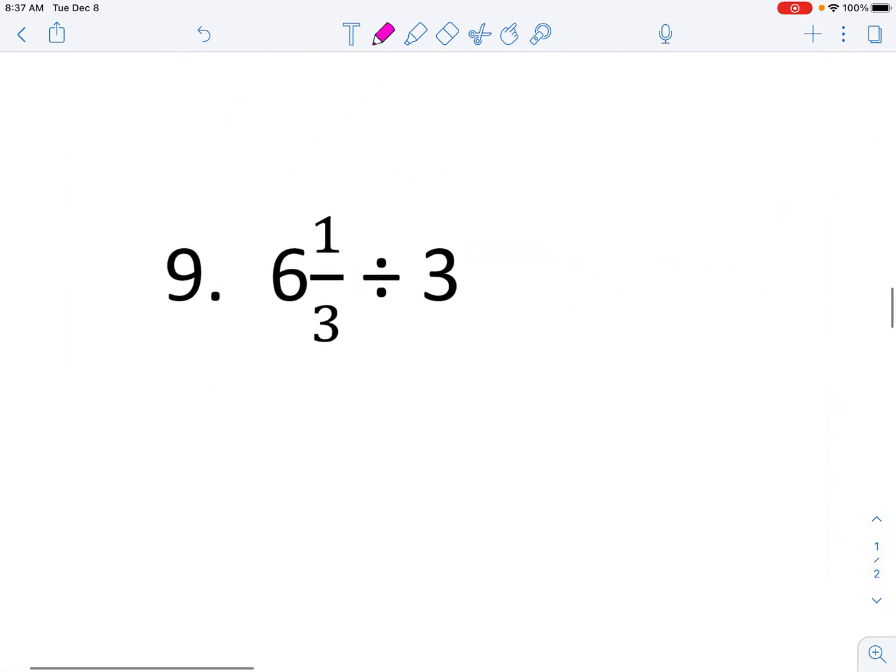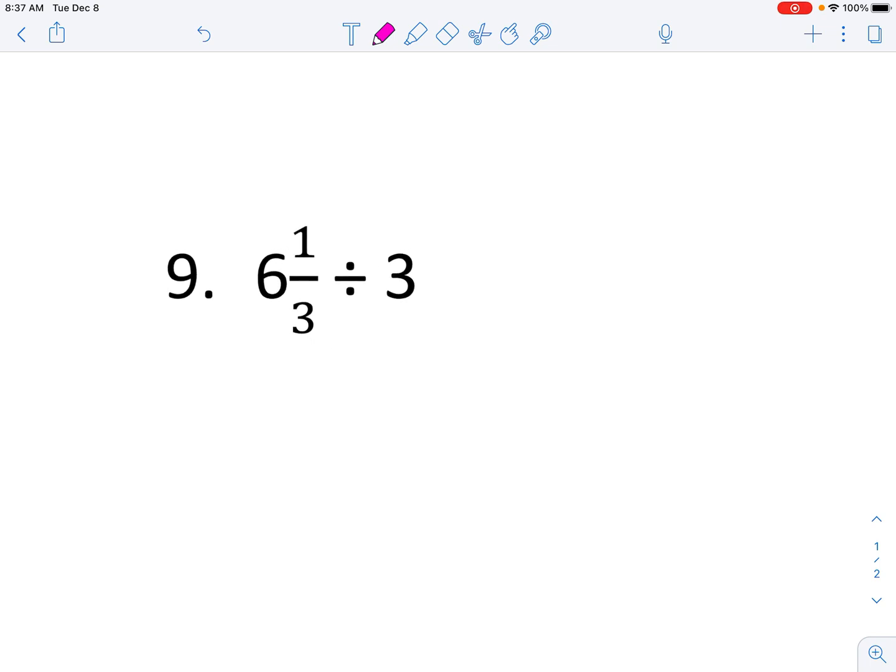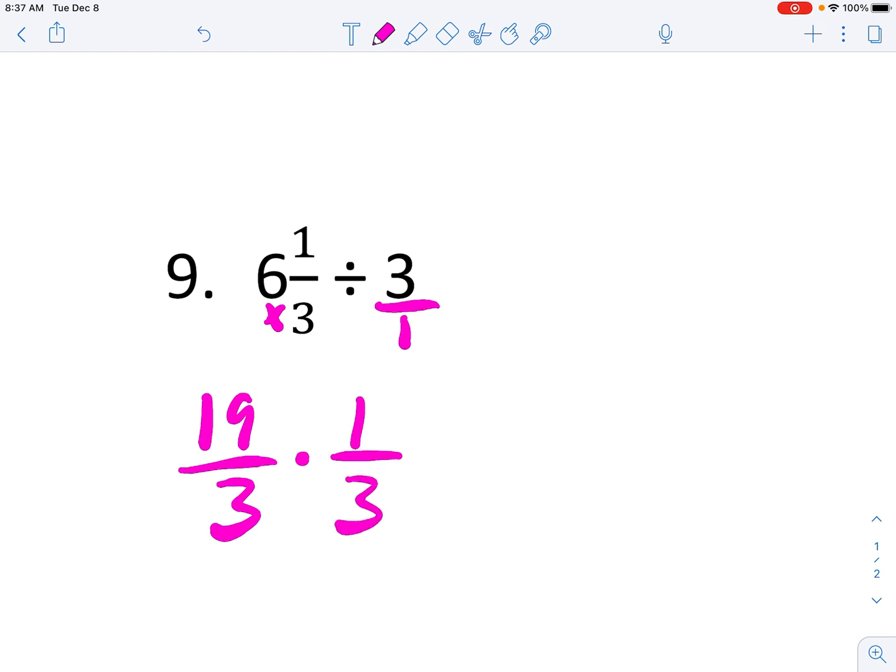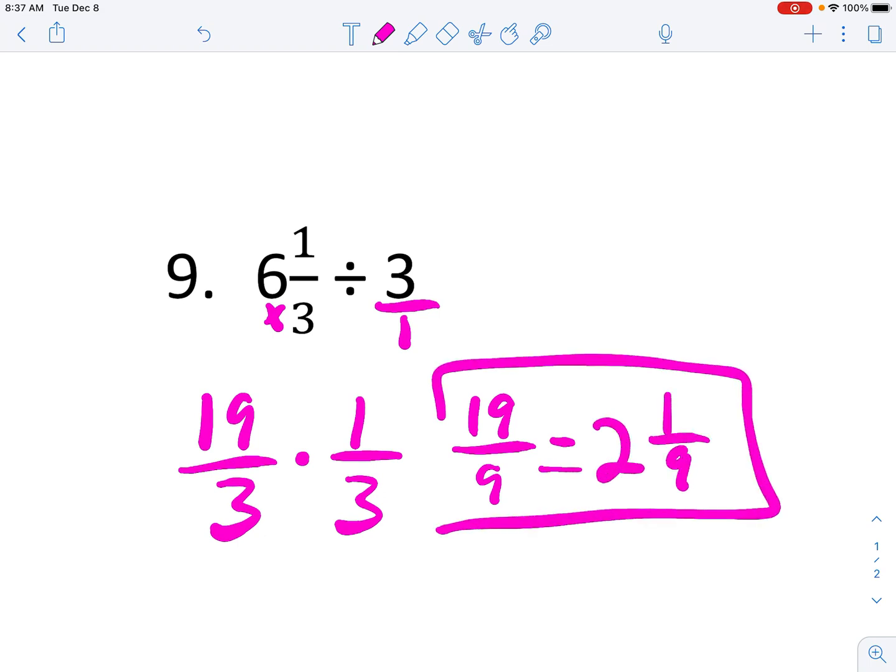Okay, number 9. 6 and 1/3 divided by 3. 3 times 6 is 18 plus 1 is 19, so I have 19 over 3. 3 over 1, skip dot flip would be 1 over 3. I can't cancel anything, so I get 19 over 9, which is equal to 2 and 1/9.